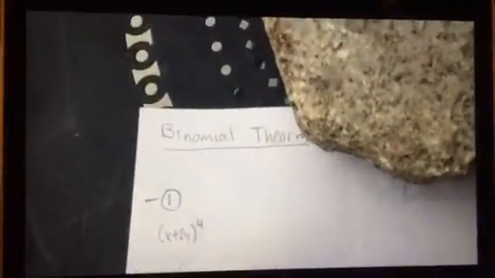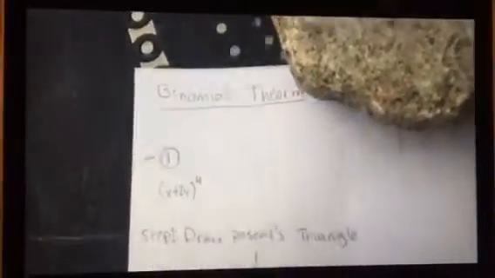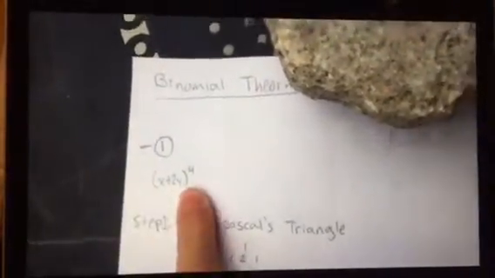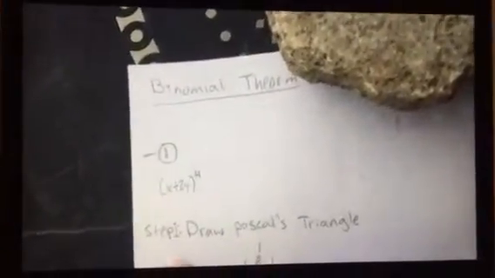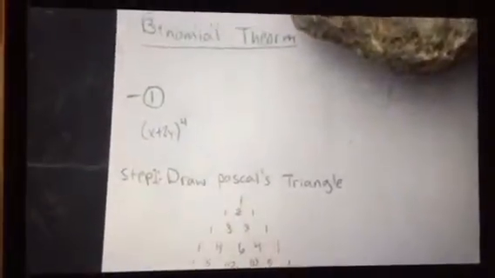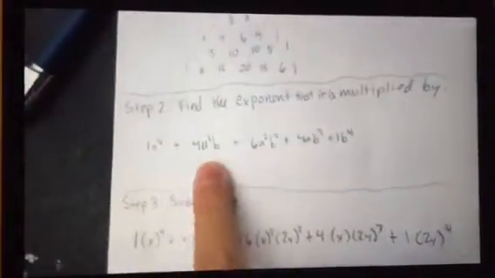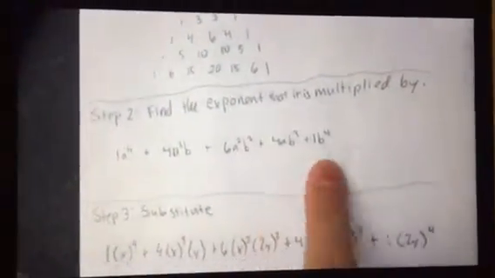So for binomial theorem, first you want to look at the question. You want to see how many times it is multiplied by the exponent. And for this example, it's multiplied by 4. Now, first step, you want to draw Pascal's triangle. And this is how you draw the main basis of Pascal's triangle. For example, we are in 1, 4, 6, 4, and 1.